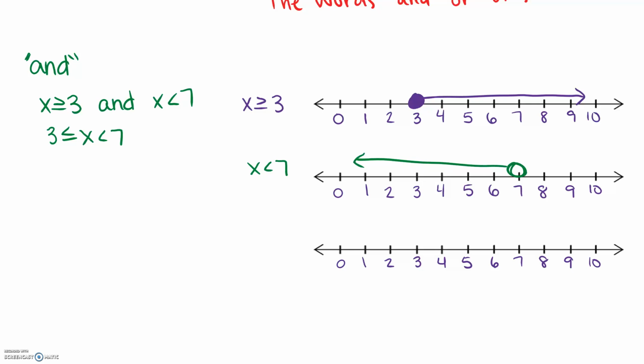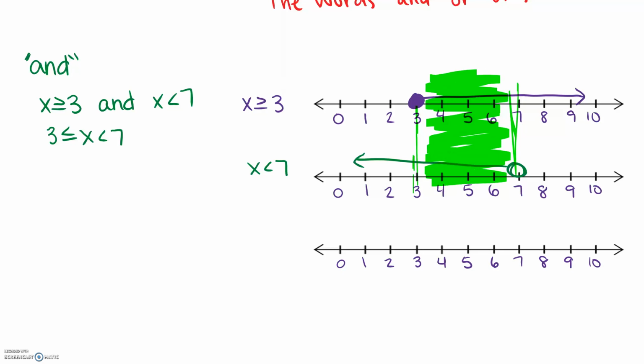Now, if you look between 3 and 7, x can be any of these numbers. Any value can be true. So when we graph the compound inequality of x is greater than or equal to 3 and less than 7, we have a closed circle at 3, meaning that it can include 3, and an open circle at 7, which it cannot include. And that tells us that x can be any value between 3 and 7, and it can be 3. So it can be 3, 4, 5, 6, cannot be 7.